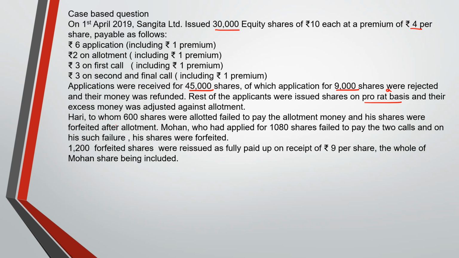Now they have given Hari, to whom 600 shares were allotted, failed to pay the allotment money. So 600 shares were allotted to Hari and he failed at the allotment stage. And his shares were forfeited after allotment. So immediately after allotment, there is a forfeiture of these 600 shares. Then Mohan, who had applied for 1080 shares, failed to pay the two calls, that is the first call and second final call. And on such failure, means after the second final call, his shares are forfeited.